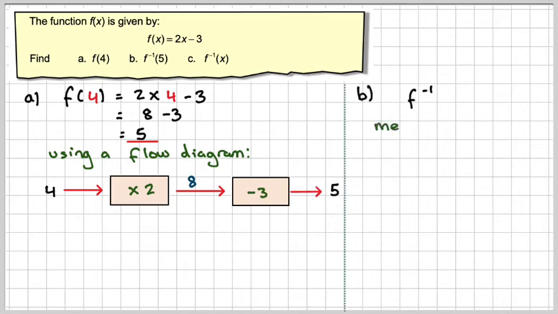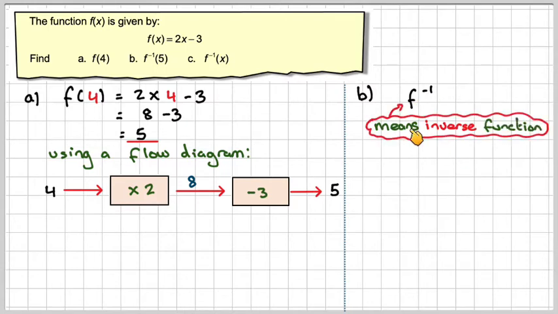Now we get this idea. What does this f to the minus 1 mean? Well, it means the inverse function. We need to do the opposite thing. So how can I take this 5, because we have to do f to the minus 1 of 5, and get it back to be what it originally was, which is a 4?